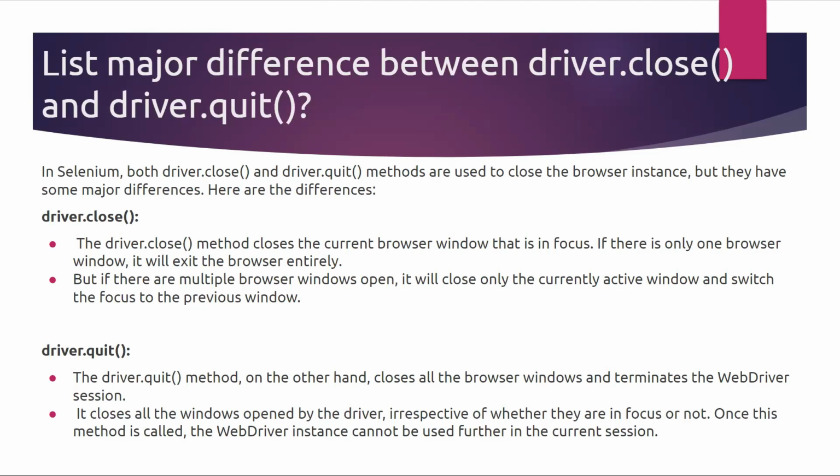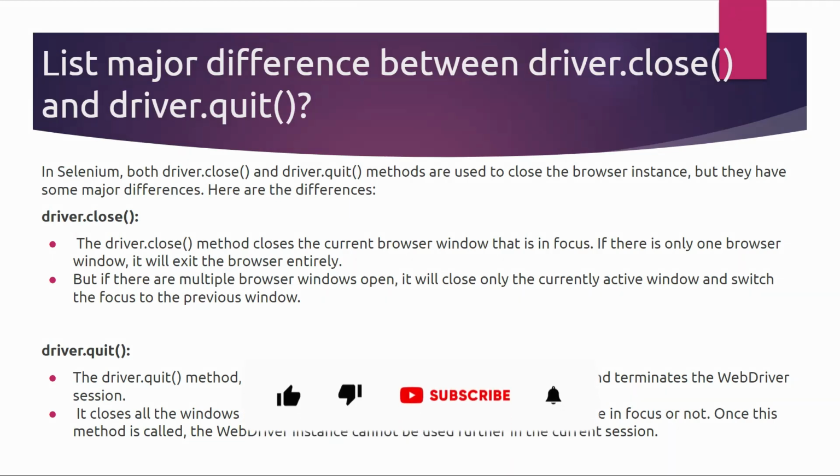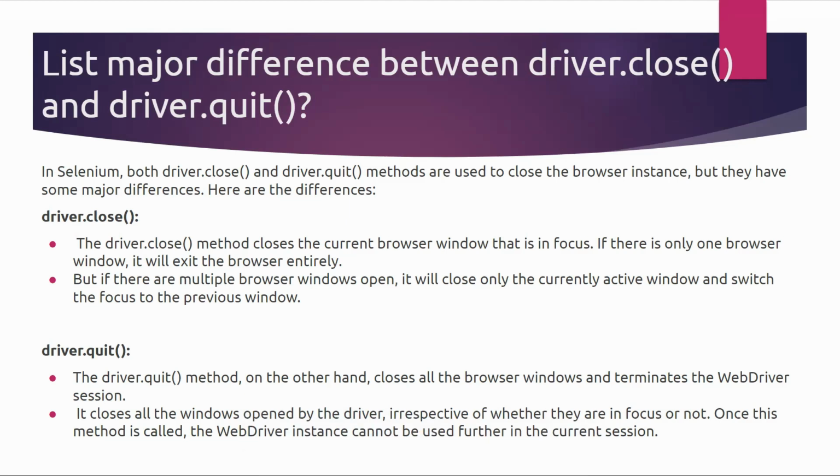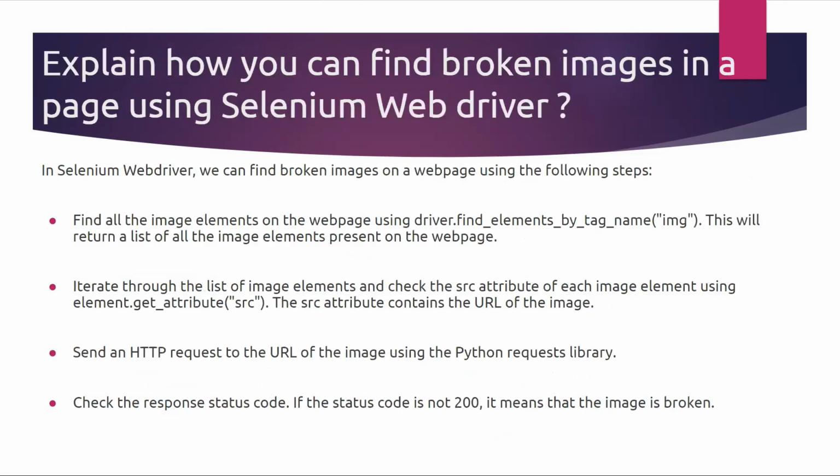Now, what is the major difference between driver.close and driver.quit? It's very simple. Close closes the current browser window that is in focus. Even if we have multiple windows, it will still close only the current active window. In case of quit, it will terminate all the windows open in WebDriver. So this works differently: close for the current window, quit for all the windows available.